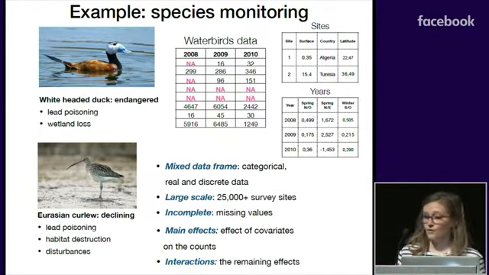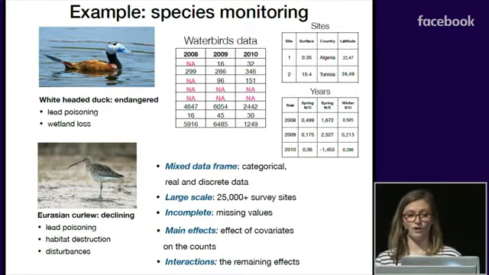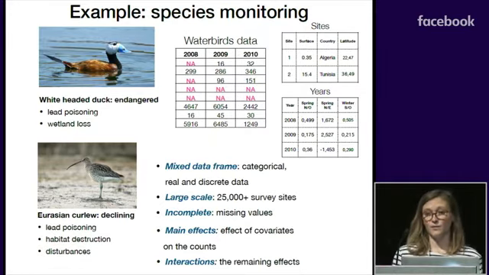The second source of information is side information about the rows and columns. So I have geographical covariates about the different sites and meteorological covariates about the different years. The goal is to estimate the effects of those covariates on the observed counts. That's what I'm calling main effects. And simultaneously, we also want to estimate some residual, and that's what I'm calling interactions.